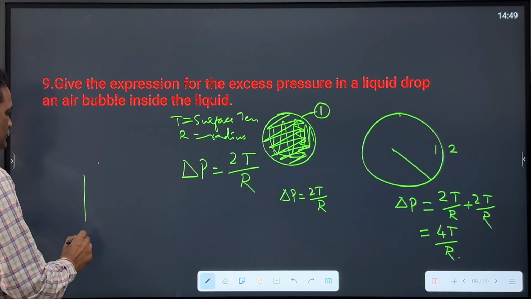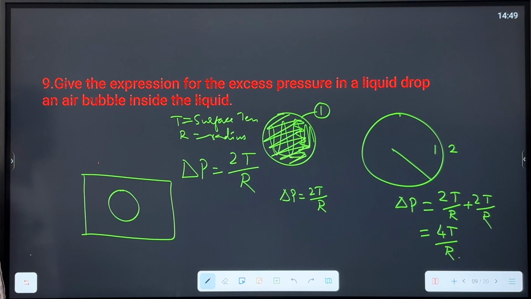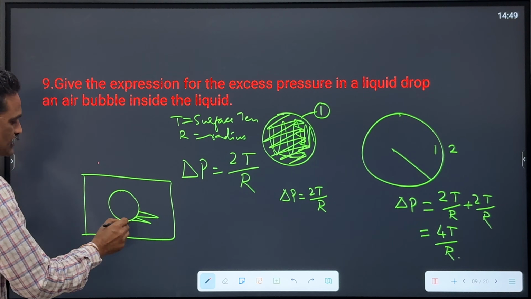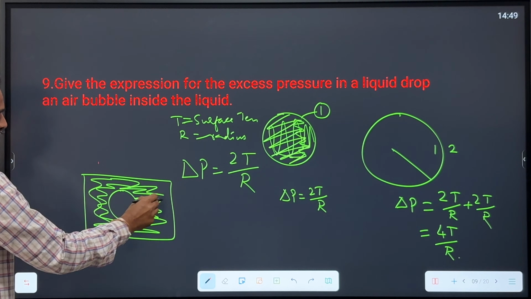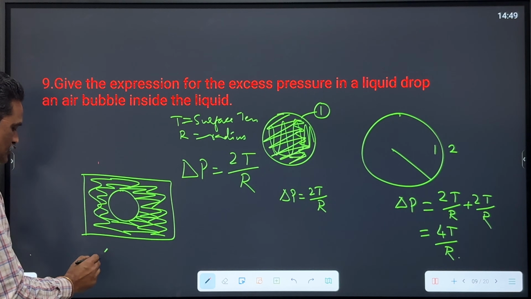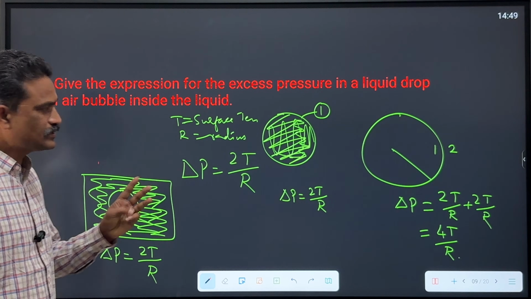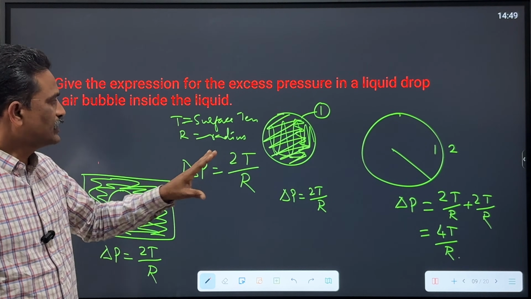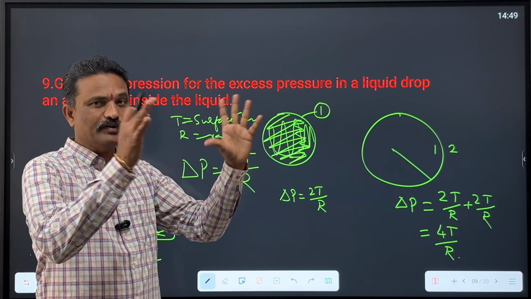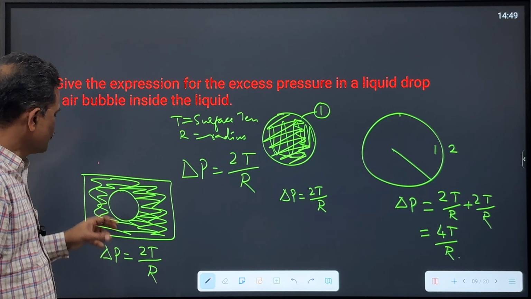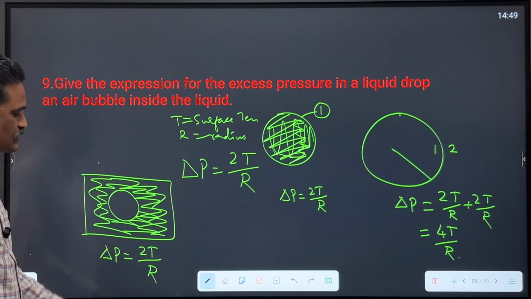There will be one more question. There is a water tank. Inside the water tank, there is a bubble. Bubble means inside is empty. The outer surface is not a free surface because it is inside the water. So how many free surfaces are there? Only one surface. So the excess pressure answer is 2T by R. So there are three questions covered in one question. If it is purely a liquid drop, 2T by R. If it is purely a soap bubble flying in air, the answer is 4T by R. If there is an air bubble inside a liquid like water, the answer is 2T by R.